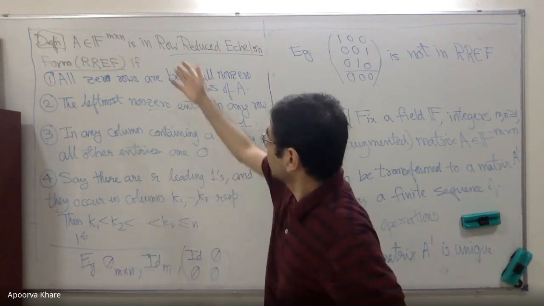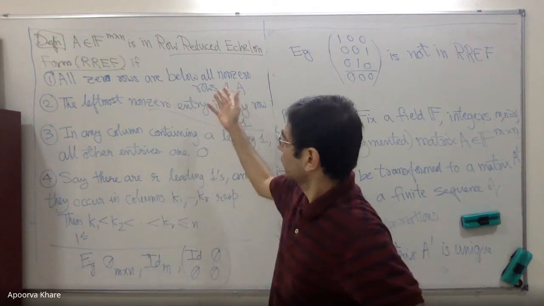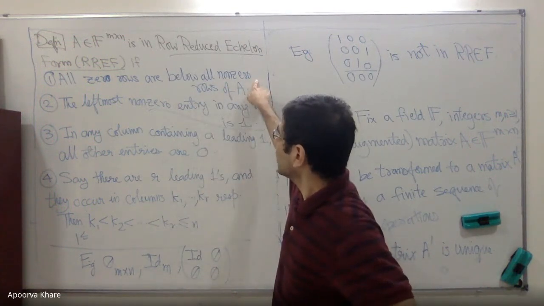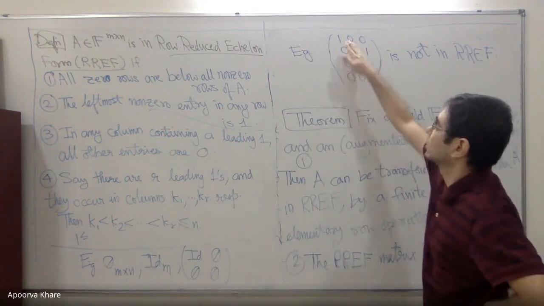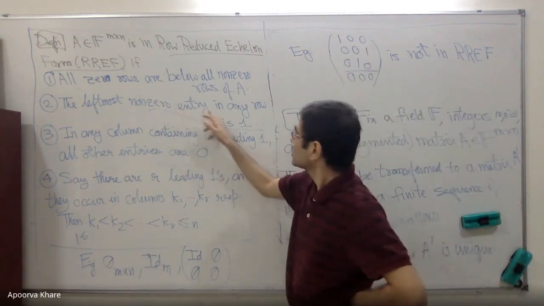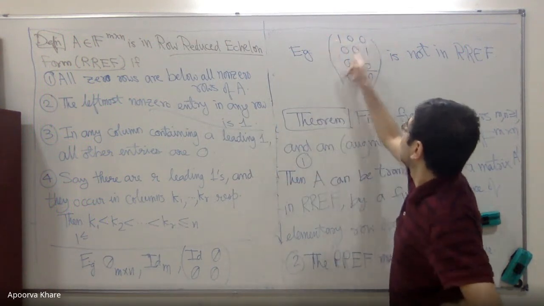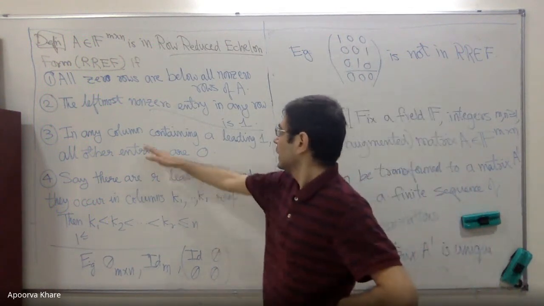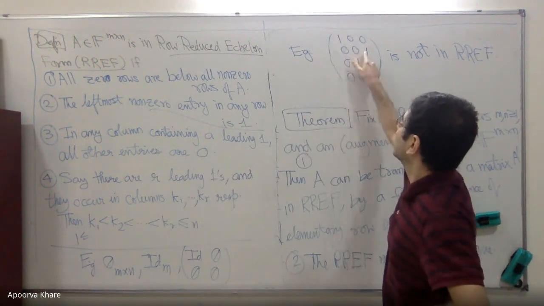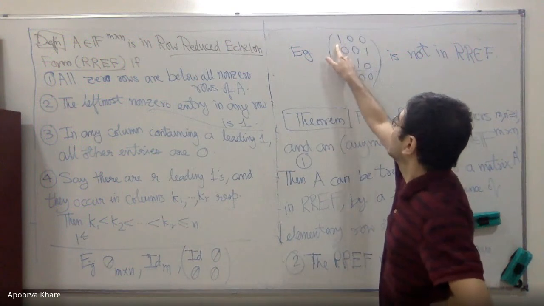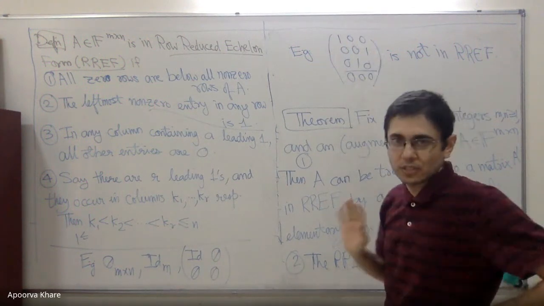A matrix over an arbitrary field of an arbitrary size is in row reduced echelon form if all the zero rows are below all the non-zero rows. So like here, all the zero rows are below the non-zero rows. The leftmost non-zero entry in any row is 1. In any column containing a leading 1, all other entries are 0. So if you look at these ones, the leftmost non-zero entries, look at the column containing those entries. Every other entry is 0.